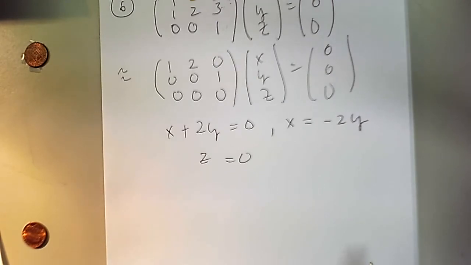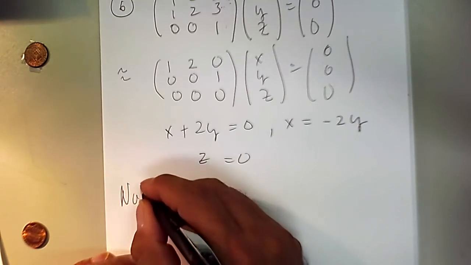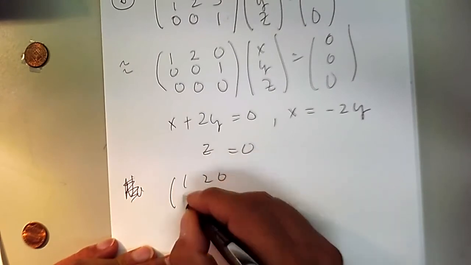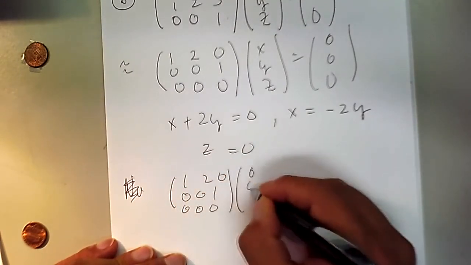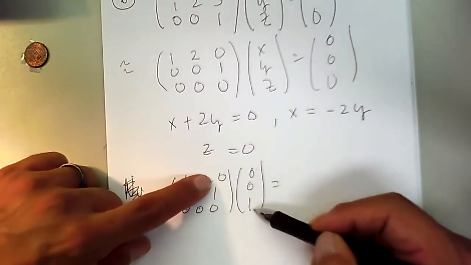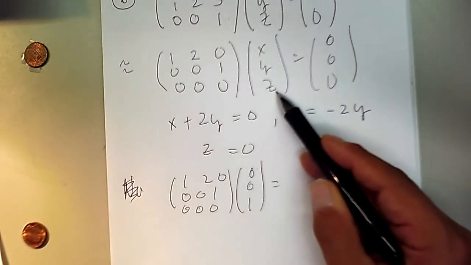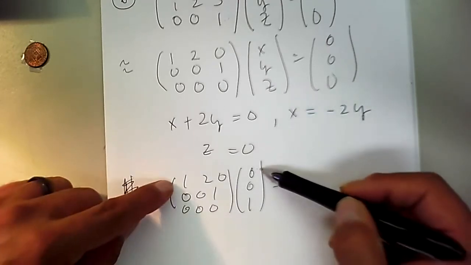Huh. So one generator of the null space. We want to find the null space. Well, before I do that, let me double check something. So 1, 2, 0, 0, 0, 1, 0, 0, 0, multiplied with 0, 0, 1. Does that give us 0? No, that doesn't give us 0. So z cannot just be anything and give us 0, because I just proved it here.